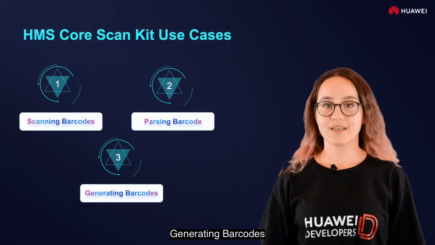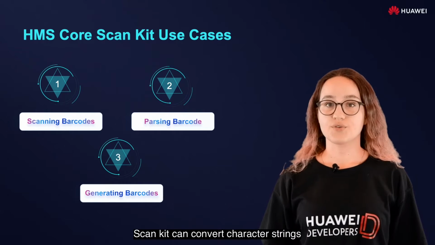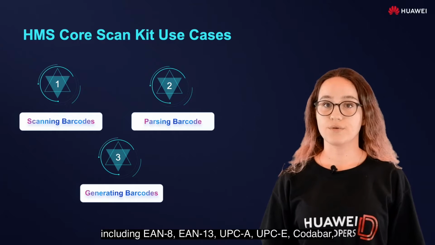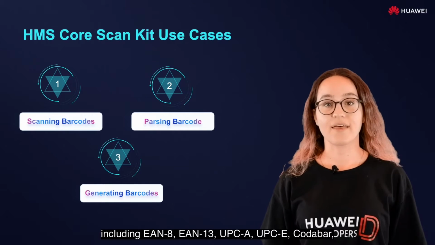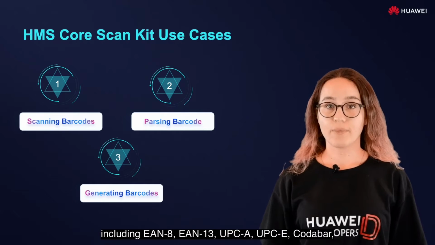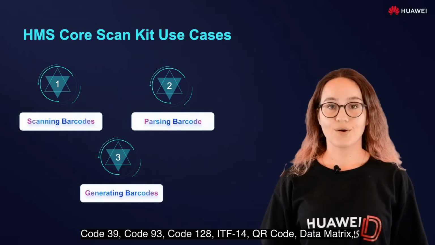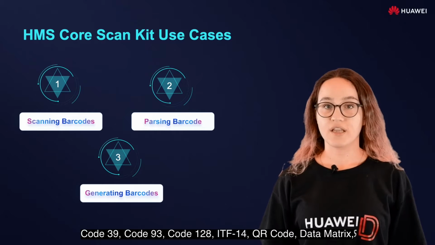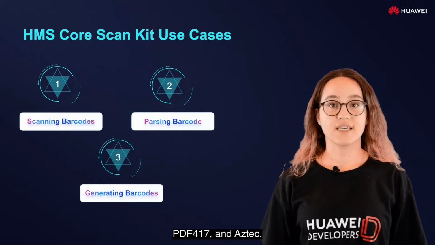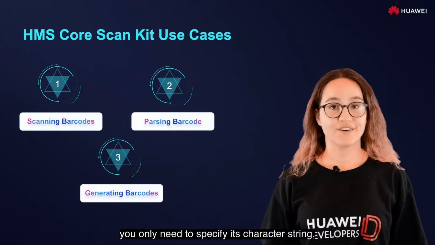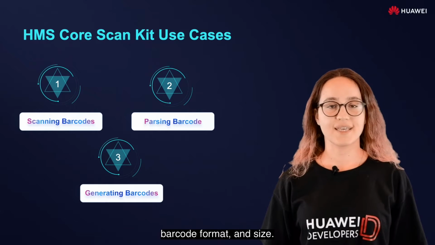Generating barcodes. Scan Kit can convert character strings into 1D or 2D barcodes in 13 formats, including EAN8, EAN13, UPC-A, UPC-E, Codabar, Code 39, Code 93, Code 128, ITF14, QR code, Data Matrix, PDF417, and Aztec. To generate a barcode, you only need to specify its character string, barcode format, and size.